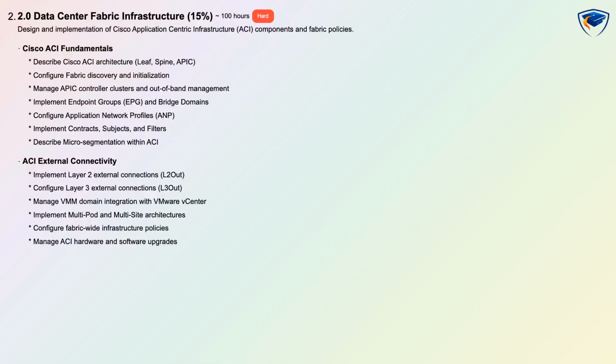2.0 Data Center Fabric Infrastructure is 15% of the exam, marked hard, estimated 100 hours, and assessed with hands-on and conceptual tasks. This domain covers Cisco ACI fundamentals including leaf, spine and APIC architecture, fabric discovery and APIC cluster management. You will configure endpoint groups, bridge domains and application network profiles while implementing contracts, subjects and filters for micro-segmentation. External connectivity topics include L2 out and L3 out, VMM integration with VMware vCenter, and multi-pod and multi-site fabric designs.